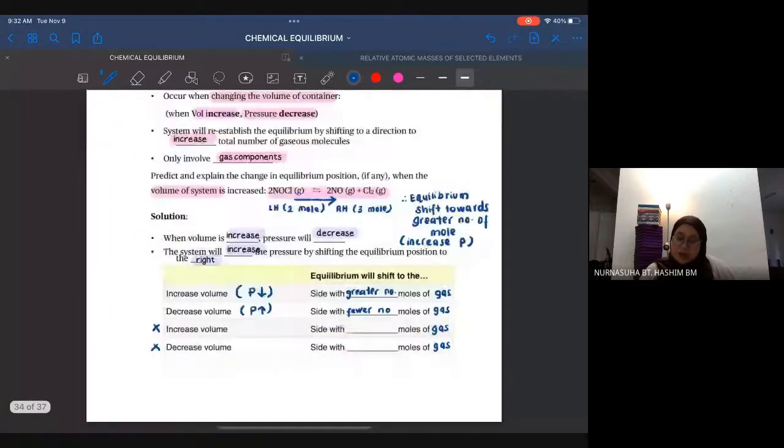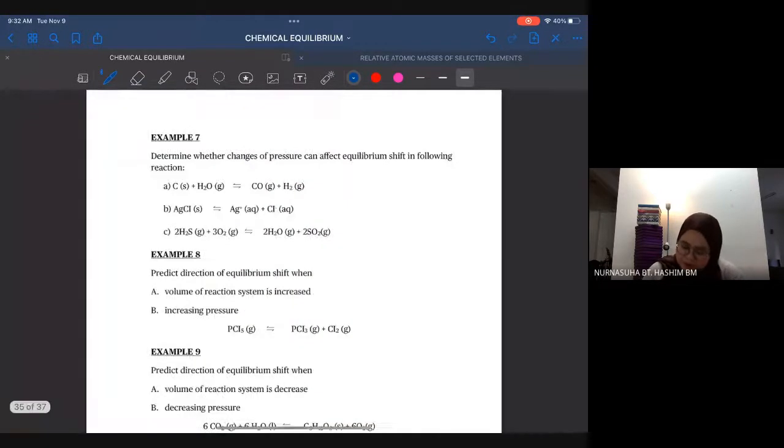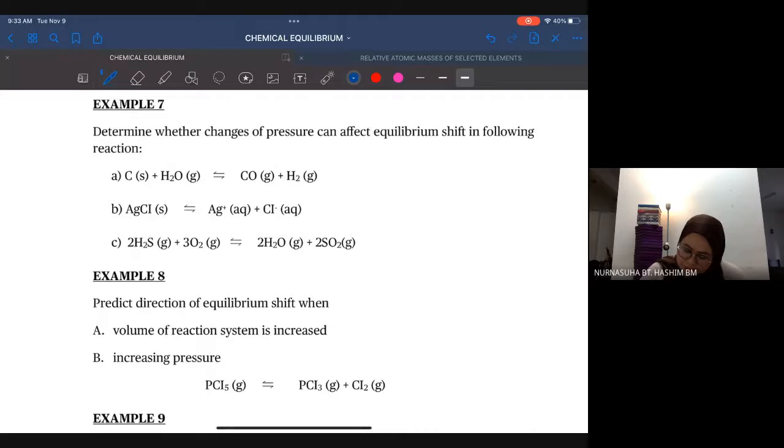Okay, so kita tengok another example for pressure ni. Kita tengok example 7. Determine whether the change of pressure can affect the equilibrium. Okay, now kita tengok yang pertama dulu. Equation pertama, dia ada solid phase. Okay, kita pangkas siap-siap sebab change in pressure only occur for gases component.